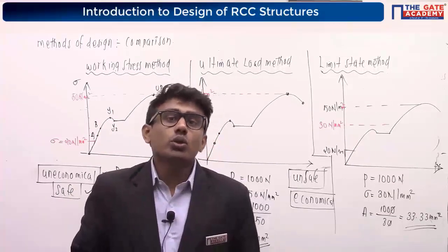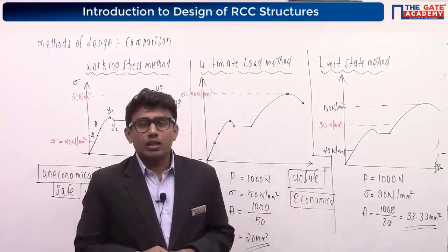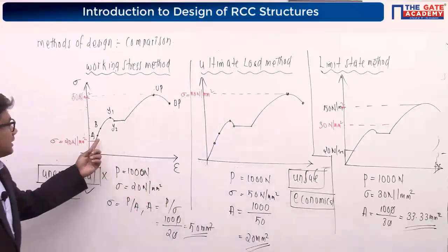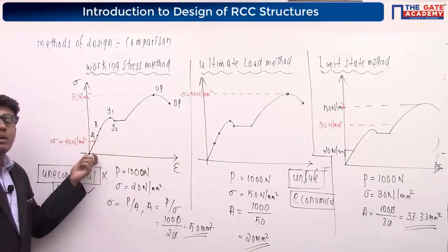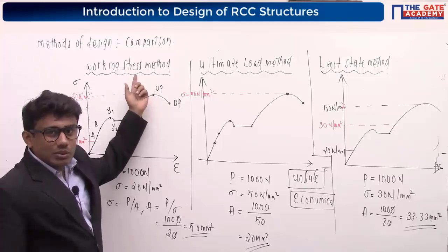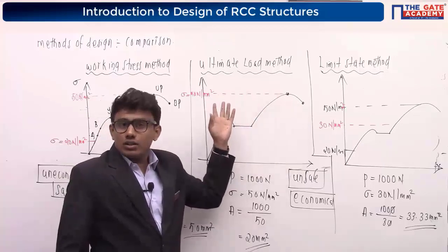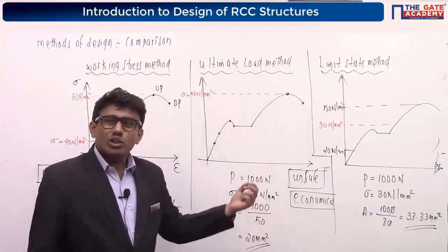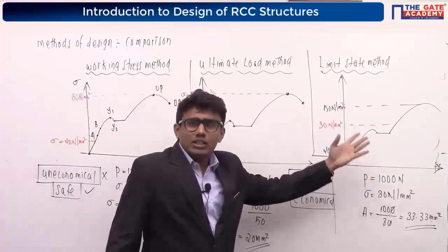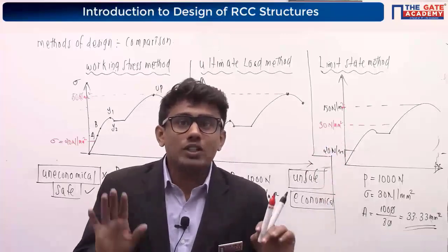Limit state method is going to help you, right? It will give a section which is both safe and economical. So this is the overall idea of limit state method. In working stress method, we will be considering a stress value within the permissible limit, the linear elastic limit. That's the reason why we call it the linear elastic method. In ultimate load method, we will be using the entire strength of the member. I will be getting slender or thin members, which are unsafe but economical. In limit state method, the member I will be getting will be both safe and economical. I hope it's clear.